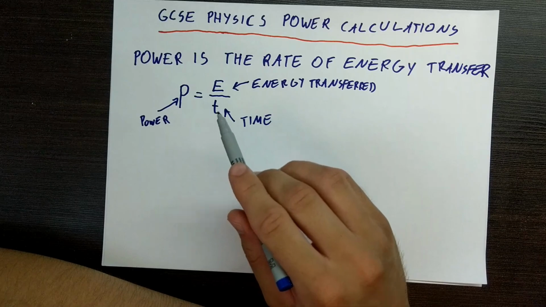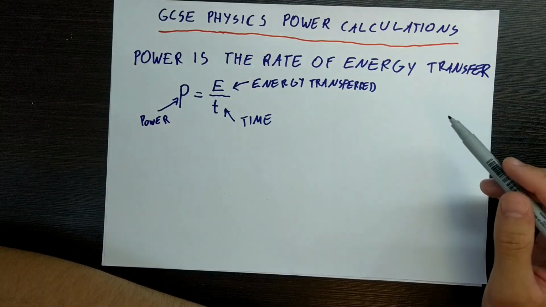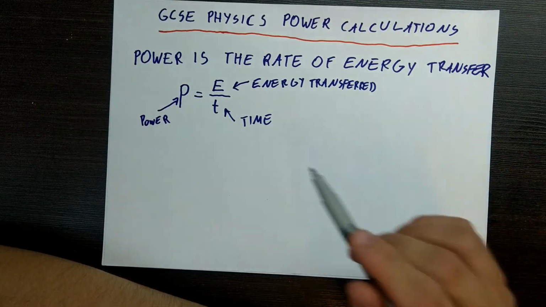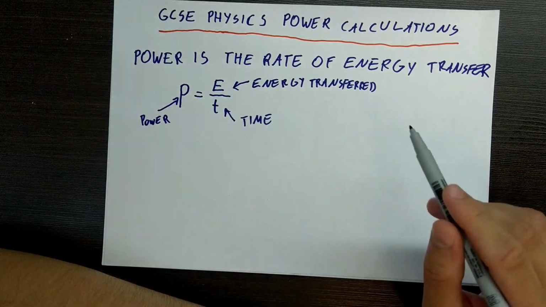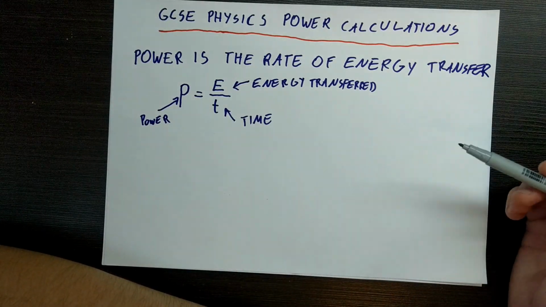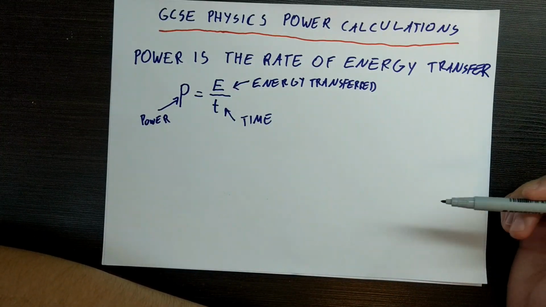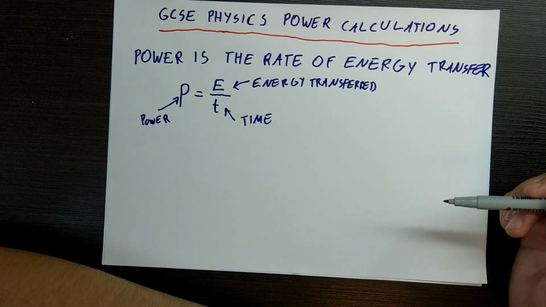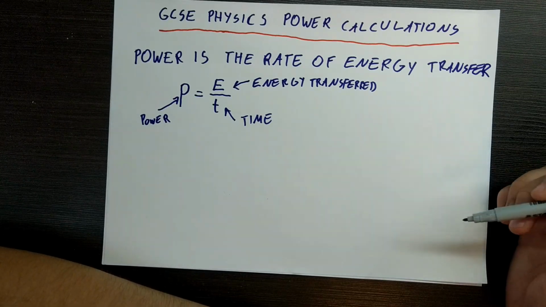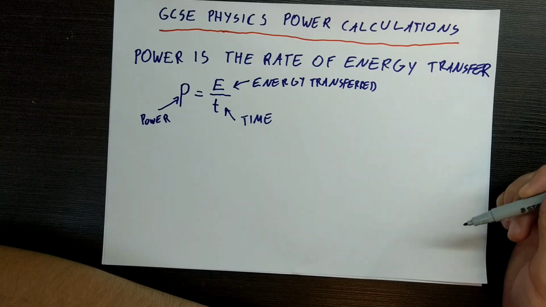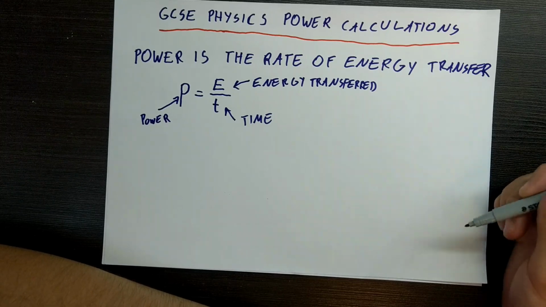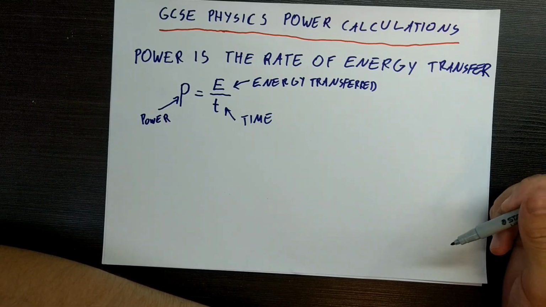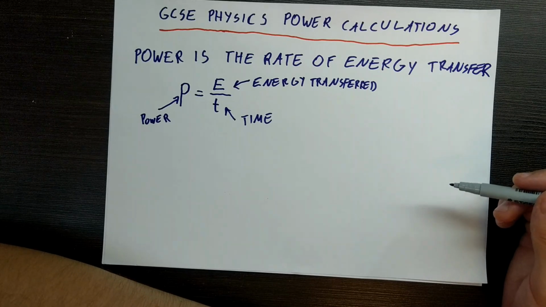Power is the rate of energy transfer. Simply, that's what it is. It is how fast we can transfer energy from one object to another, or how fast we can transfer energy from one type to another. Now, if you are confused about energy transfers and the concept of energy transfer, check out the video in the link in the description below. That will explain everything for you.